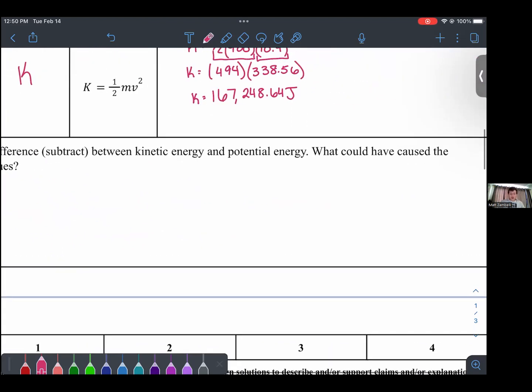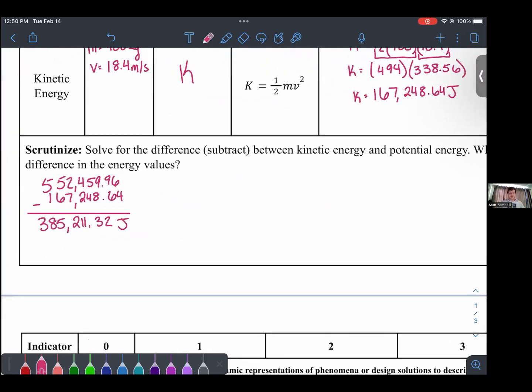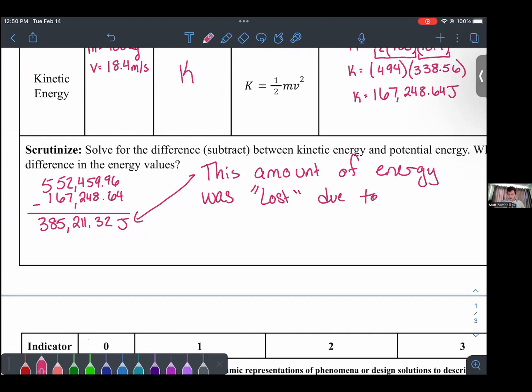So it says what would cause the difference in these energy values? What causes this number? So this number, or this amount of energy, was lost due to the thermal energy which happened because of friction.